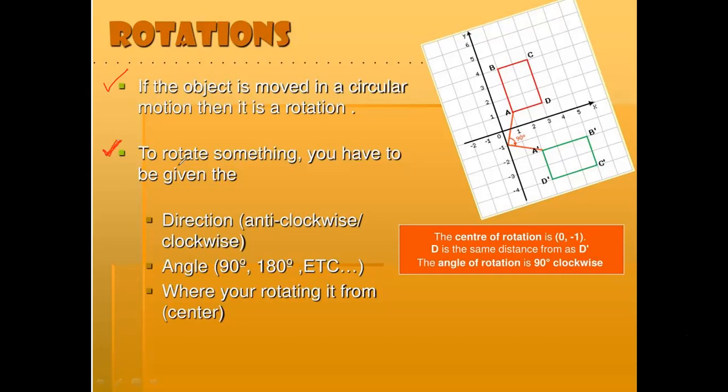To rotate something, you have to be given the direction, anti-clockwise or clockwise, and the angle, and where you're rotating it from. Okay, so it is all the same. When we talk of rotation, the object is being rotated in a direction, clockwise or counterclockwise, and by an angle from the center of rotation.